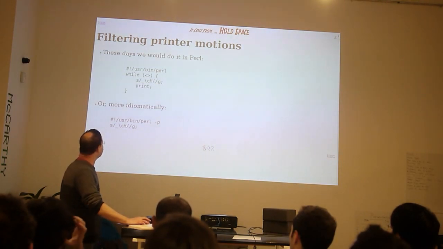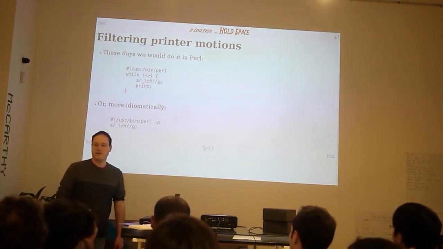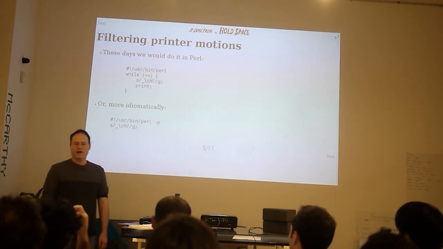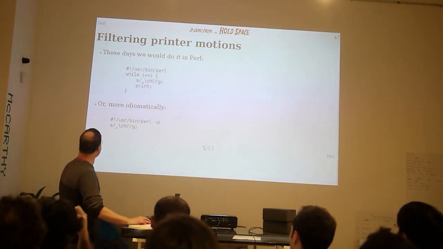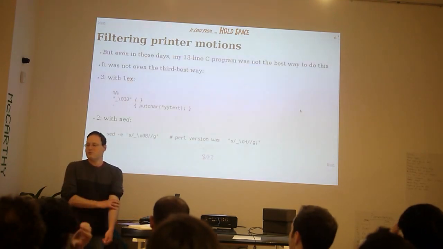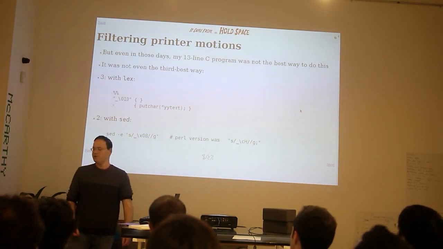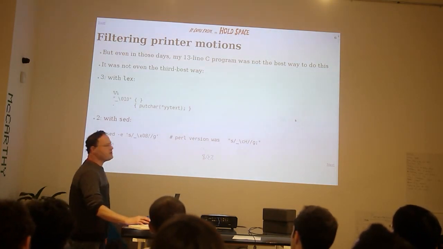Or if you're really into Perl, you can put the minus p flag, which makes the while loop and the print implicit, and it turns into that. So in Perl, it could be literally a one-liner. And I wrote like 11 or 12 lines of C. Even in those days, my 13-line C program was not actually the right way to do this. It wasn't even the third best way.